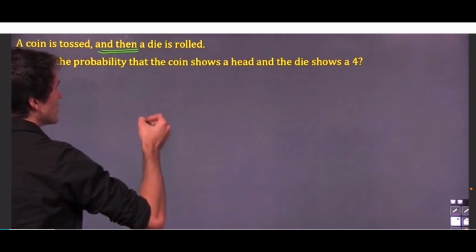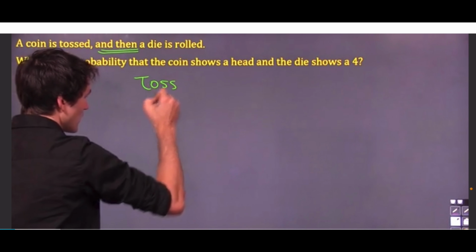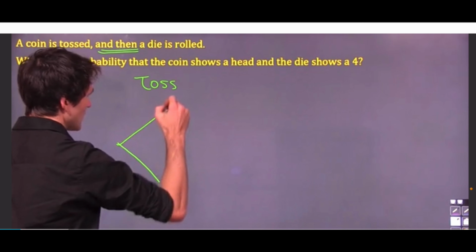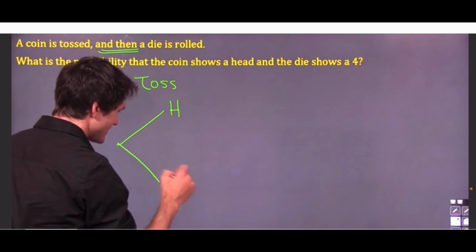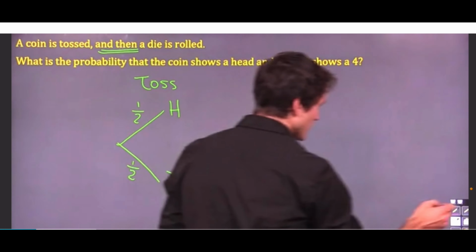So first let's say toss, which is the toss of the coin, and this is the first trial. We toss a coin, and we can either get heads or we can get tails. Each of these happens with probability 1/2, provided you're using a fair coin. That's our first event.